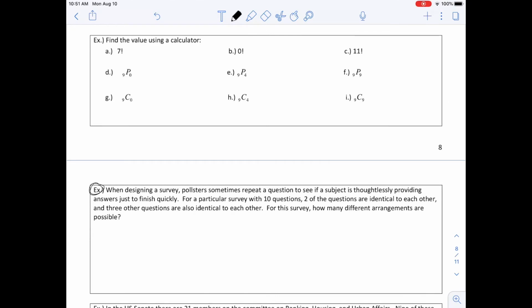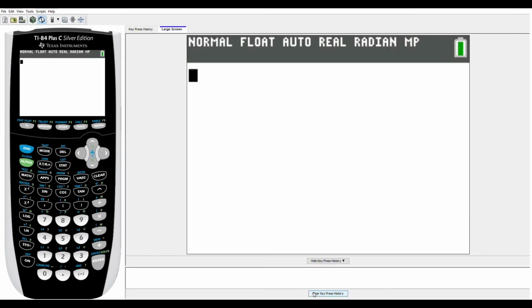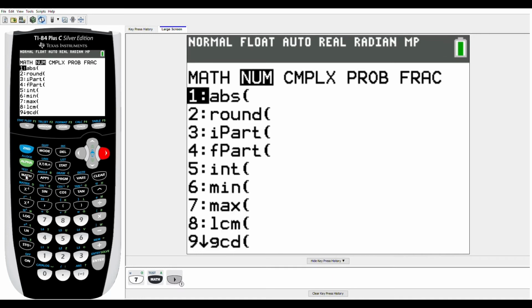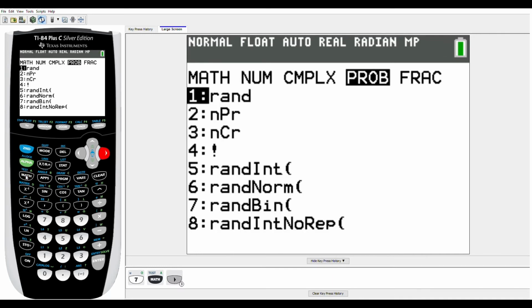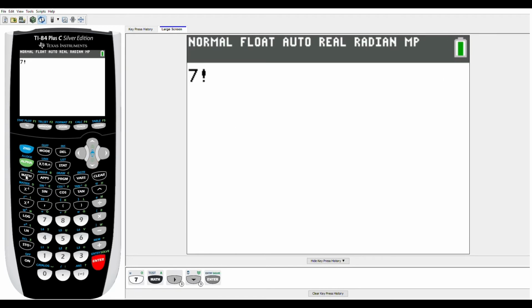So the next part is getting us used to using our calculator. The example says find the values using a calculator. So on your calculator, I'm going to go ahead and try to work out with you guys. We'll do A, D, and E and G together. And then I want you guys to try the remaining ones on your own, and I will put the answers up. For part A on your calculator, you're going to go ahead and type 7. And then we're going to go to math, scroll over to PROB or PRB, depending on your calculator, and then scroll down to number 4, which is the factorial. Select enter and enter one more time, and you should get your answer.